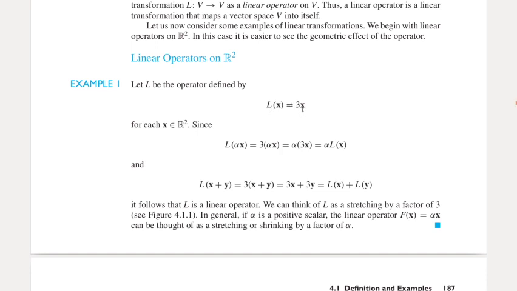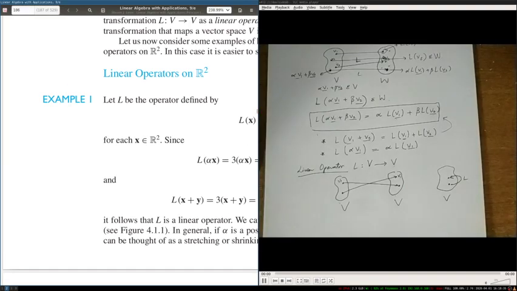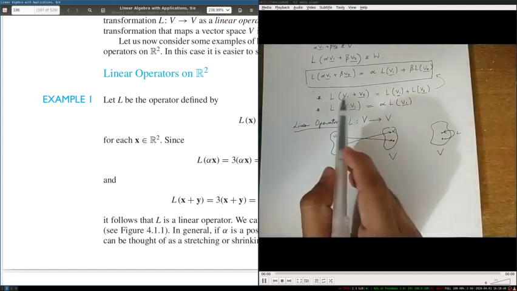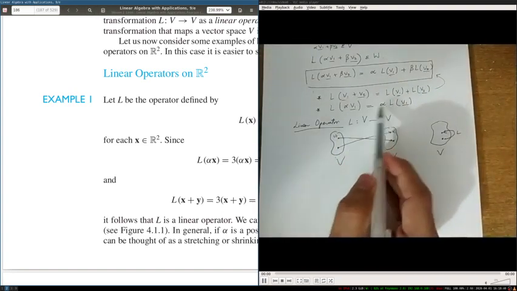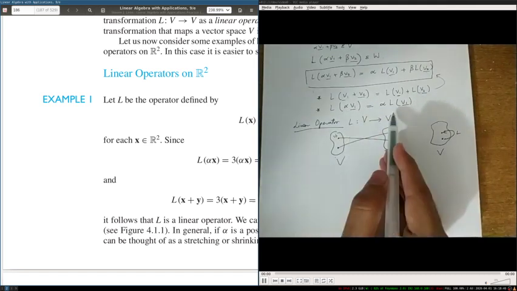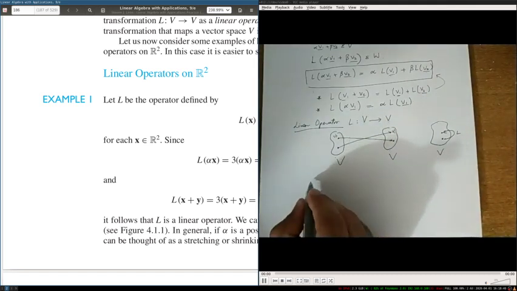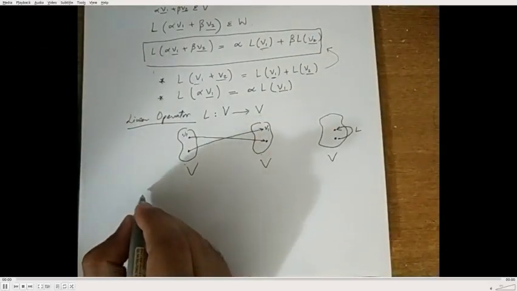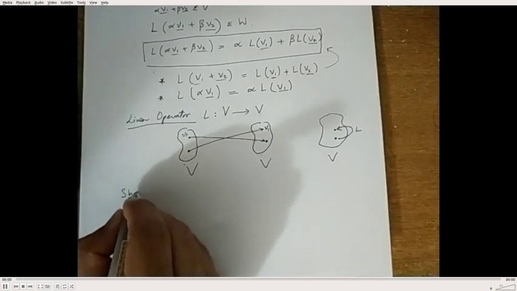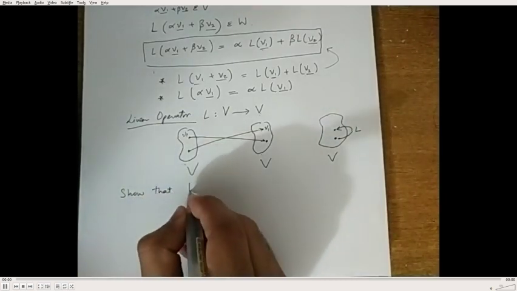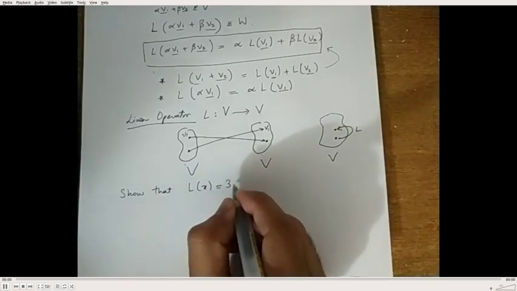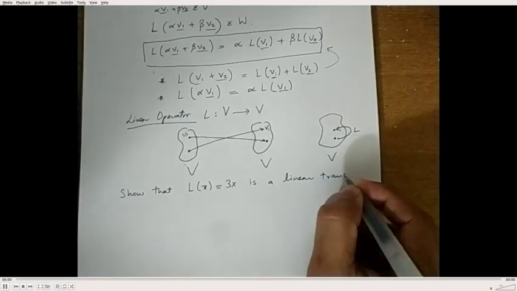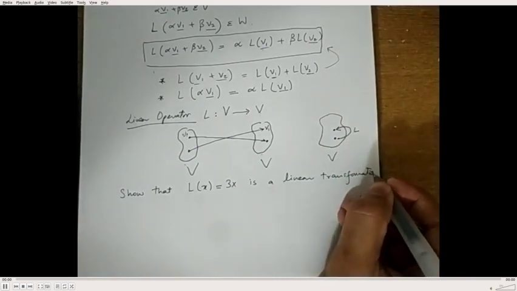And what we have to check firstly, of course, is whether this is a linear transformation or not. And the way to do that is simple. We check whether an addition stays an addition and whether a scalar multiplication stays a scalar multiplication. So let's suppose I want to show that L of x equals 3 times x is a linear transformation, then I need to show the following.